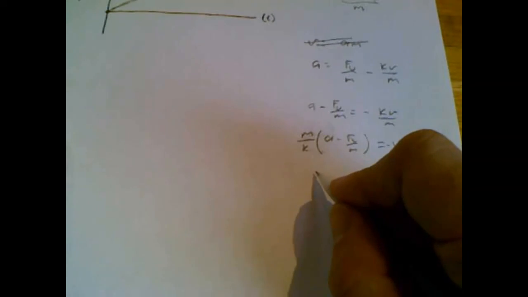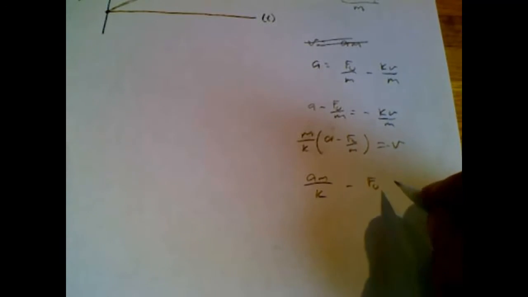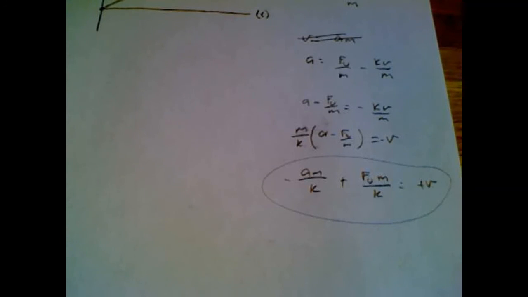I can distribute that through. I can say, oh, that's a negative velocity. I can say that, oh, you got off the screen. am over k minus f naught m over k equals negative v. Make that positive, make that positive, make that negative, and that doesn't actually matter. Now that my velocity is equal to this form, what can I say about my max velocity?